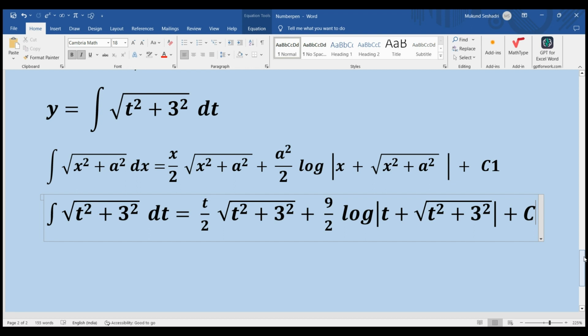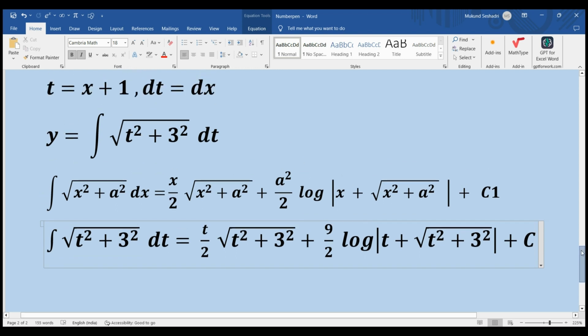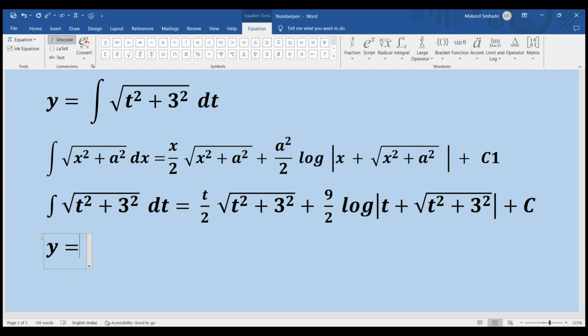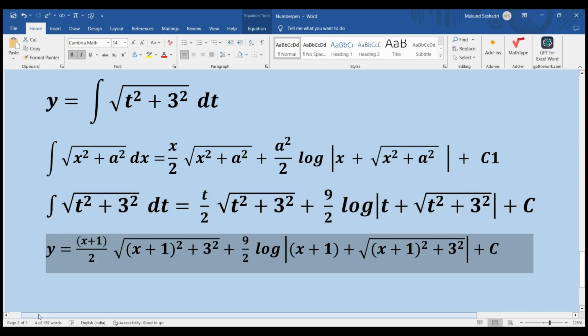I know that while this is my final answer, I cannot leave it in terms of t. I'll have to put back everything in terms of x, right? So what's that substitution that we originally made? Let me highlight it in yellow. We made the substitution t equals x plus 1, right? So there I've highlighted it. So all that we got to do before we express our final answer is replace your t with an x plus 1, right? So there we are. That's my final answer.